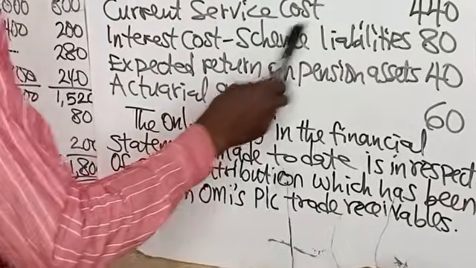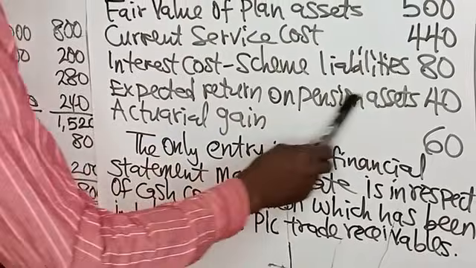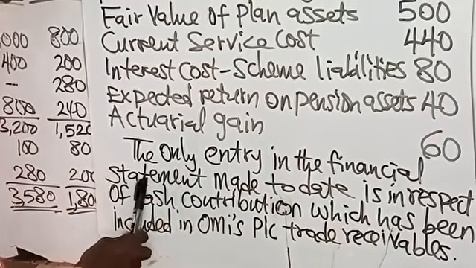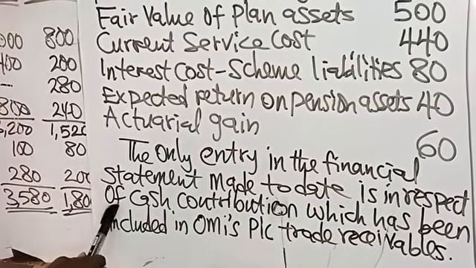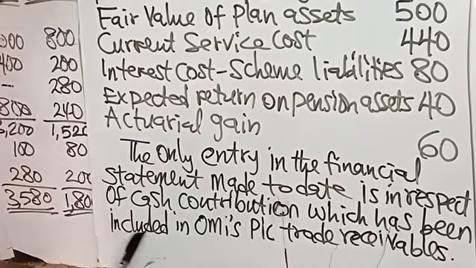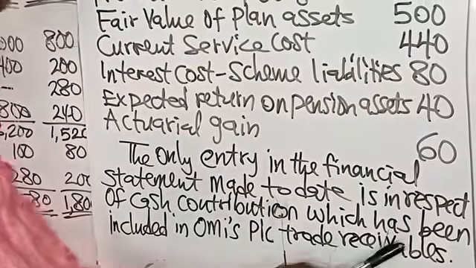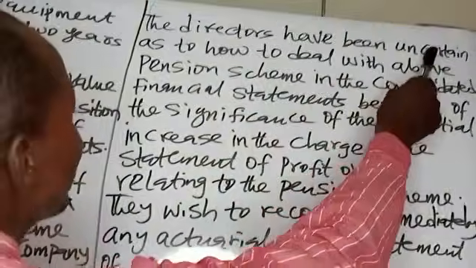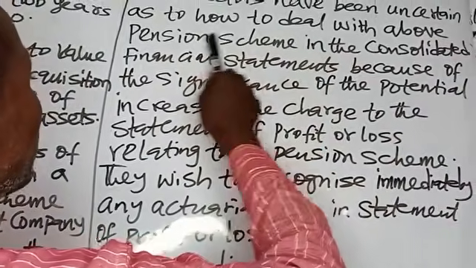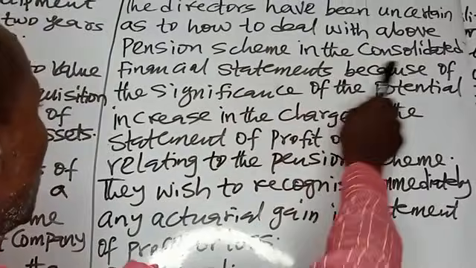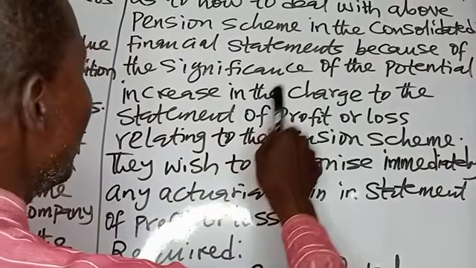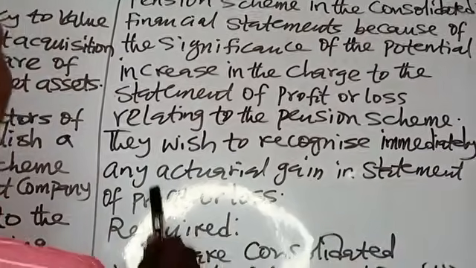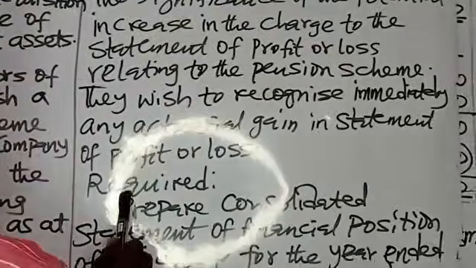Interest cost on scheme liabilities 80, expected return on pension assets 40, actuarial gain 60. The only entry in the financial statements made to date is in respect of the cash contribution, which has been included in OMI PLC's trade receivables. The directors have been uncertain as to how to deal with the above pension scheme in the consolidated financial statements because of the significance of the potential increase in the charge to the statement of profit or loss relating to the pension scheme. They wish to recognize immediately any actuarial gain in the statement of profit or loss, if required.